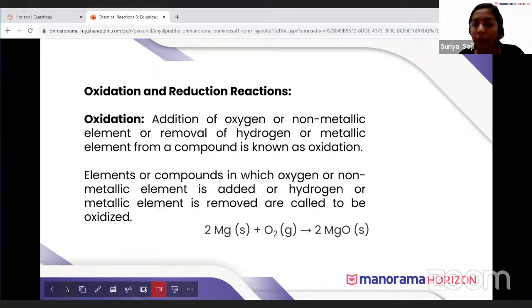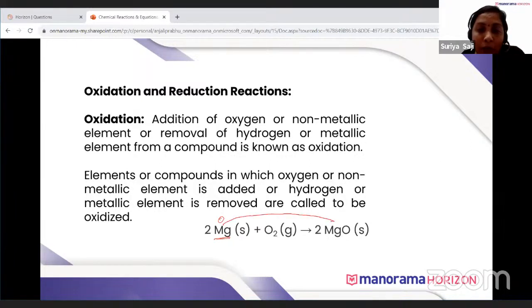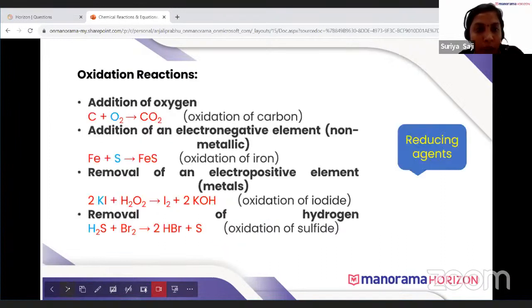I'll tell you here in this case. Magnesium has oxidation state 0, it is in elemental state. It will become magnesium oxide. Oxygen is added, so oxidation happened to magnesium. This is oxidation, so magnesium we can call a reducing agent. If a reactant undergoes oxidation, we call that reactant the reducing agent. This much you keep in mind. The remaining we will discuss now regarding reduction.